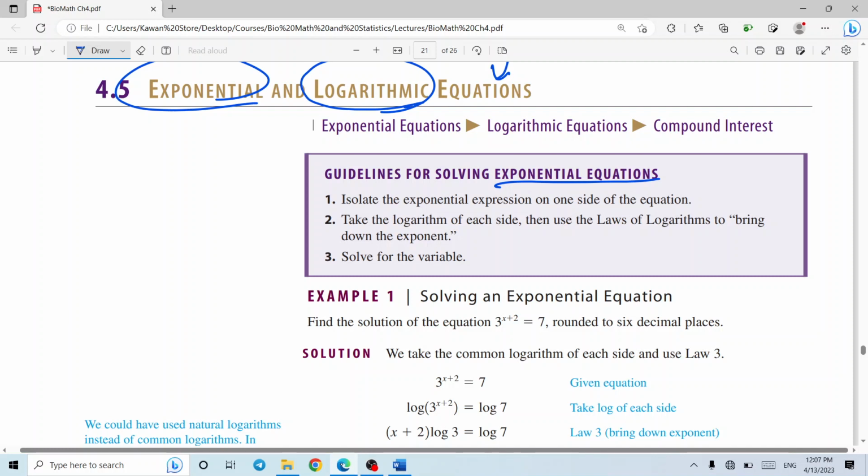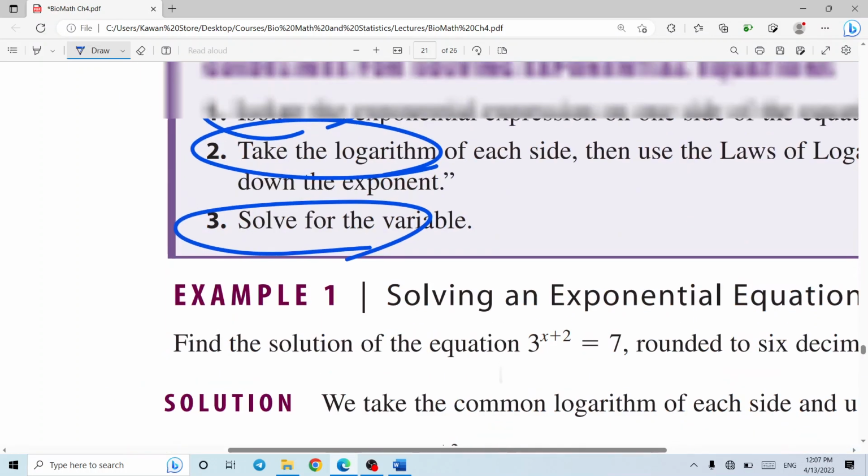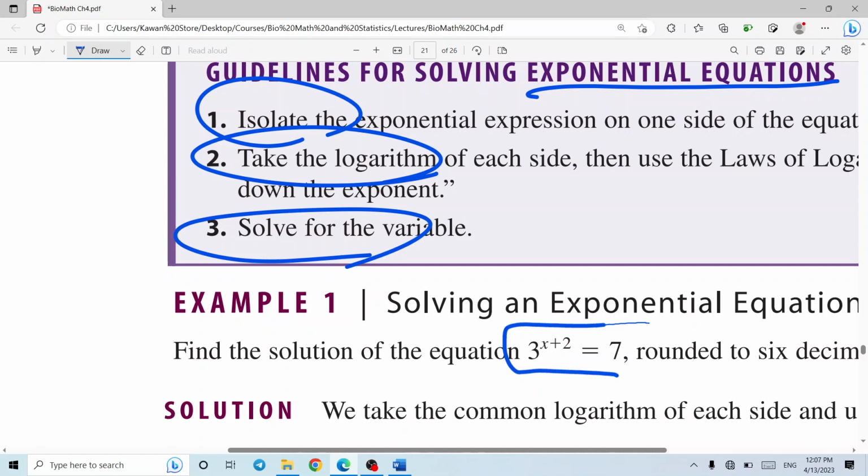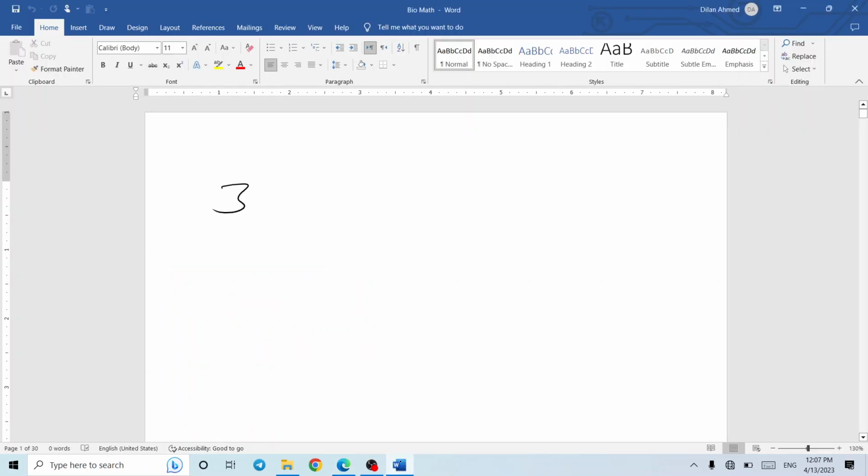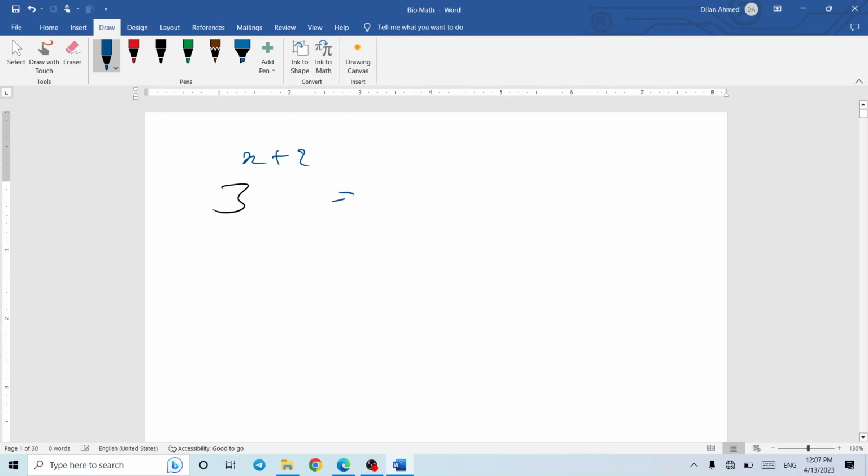We have guidelines: 1, 2, 3. The first, isolate; take log; solve for the variable. What do you mean by that? Look at here. You can see from the first example, I have 3^(x+2) = 7. So how do we solve this one?